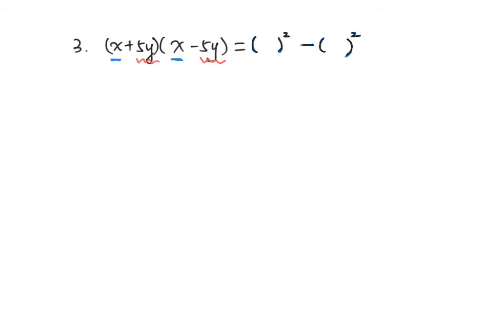Okay, so a is x, so I write x squared. B is 5y, so I write 5y squared. So x squared minus 5 squared, which equals 25, y squared is y squared. So x squared minus 25y squared. Okay, this is the final answer.